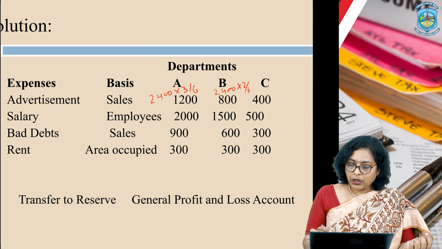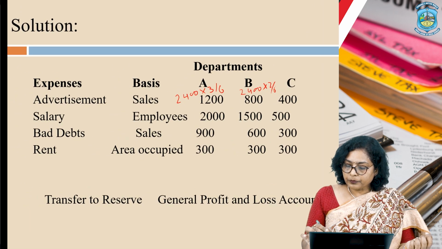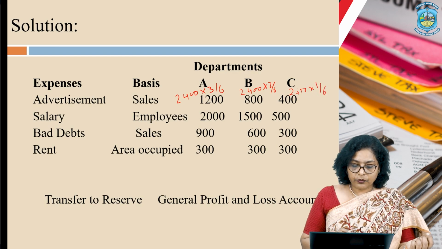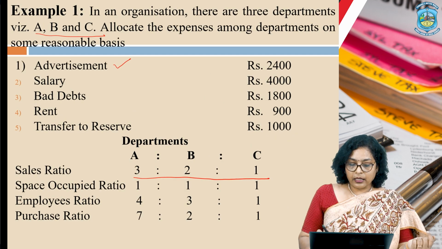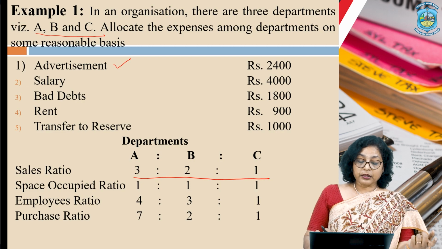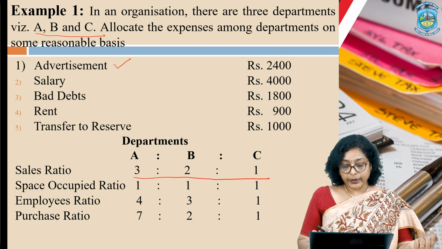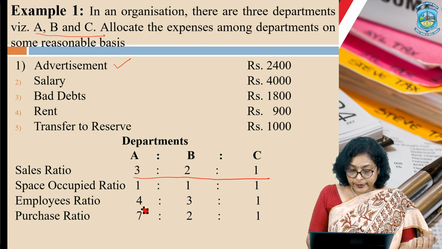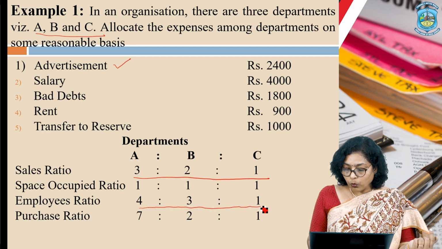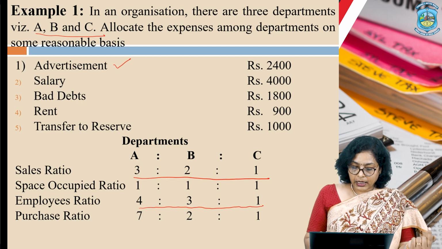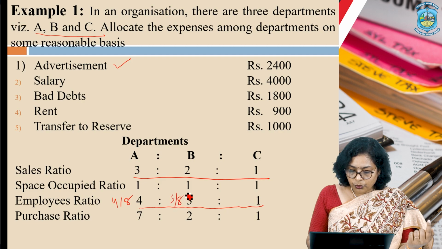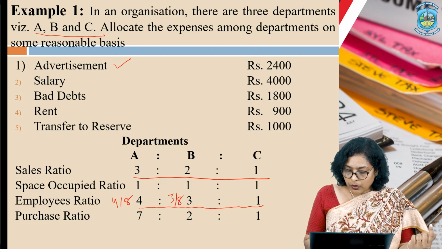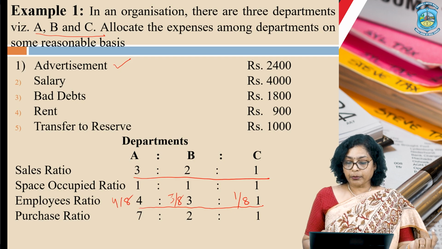In the same manner, 2400 into 1/6, that is 400, it is to be allocated to C department. Then salary. Salary is to be allocated on the basis of number of employees if it is given in the question. Here, the employee ratio is 4:3:1. It means 4/8 to A department, 3/8 to B department and 1/8 to C department.